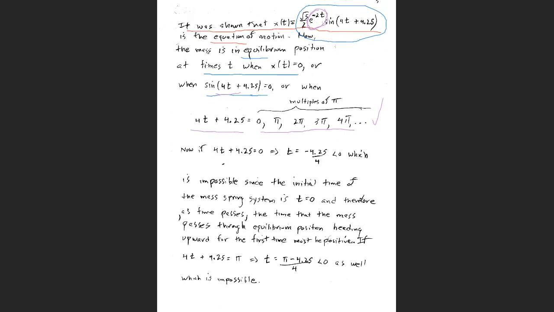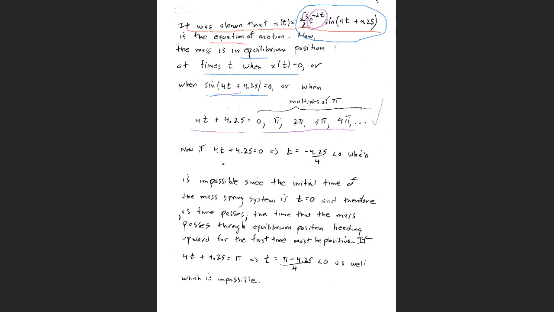But we have to be a little bit careful, because the mass oscillates about the equilibrium with an amplitude that's getting less and less. But we're trying to find a very specific time at which the mass goes through equilibrium headed upward. So, that's one specific time.